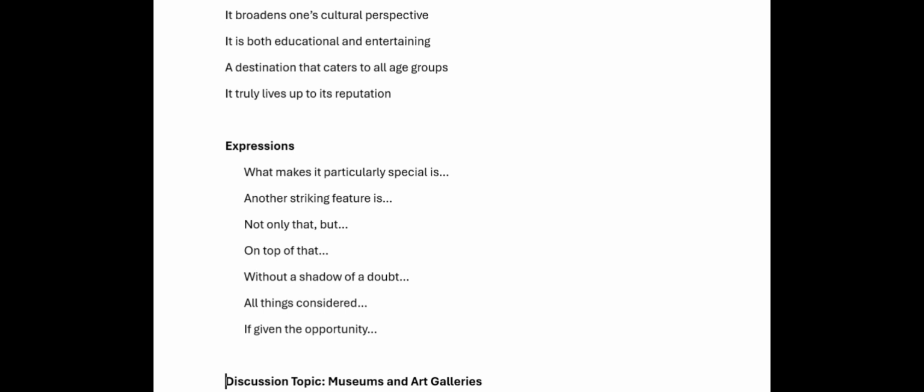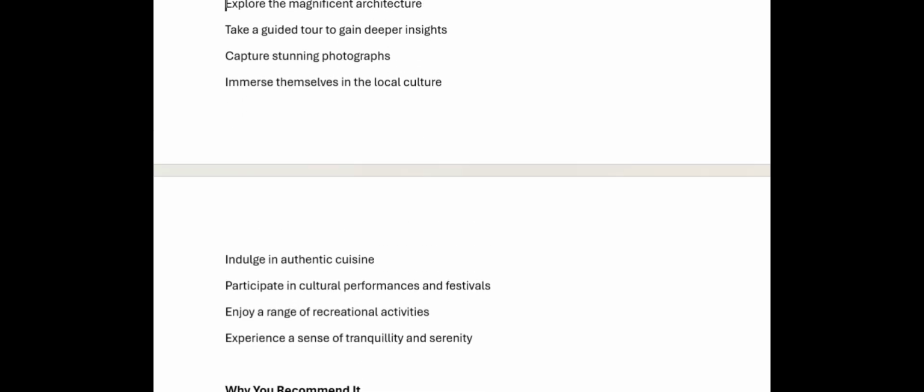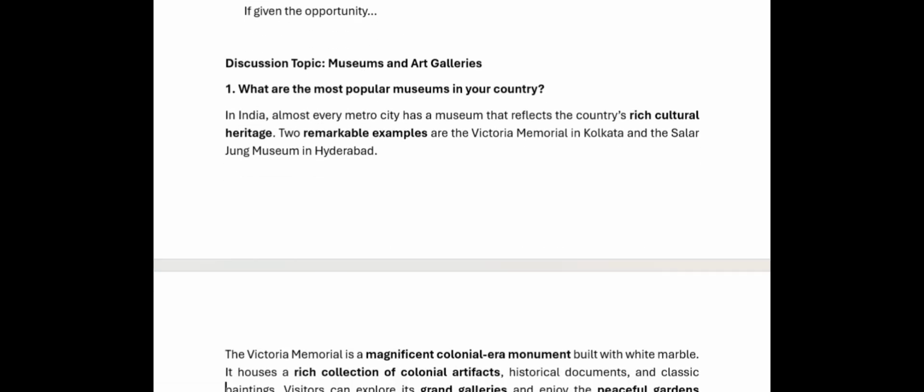All things considered, if given the opportunity, in your own answer, use all these expressions, the sentences, the vocabulary, the adjectives, and make your answer the best answer. Now, we go to the follow-up round questions.